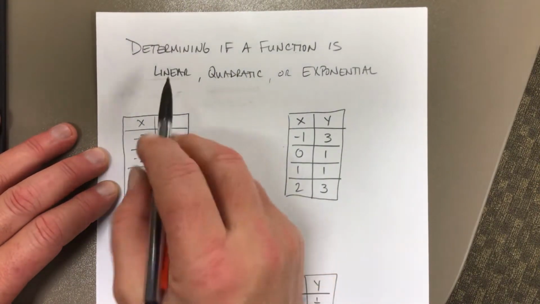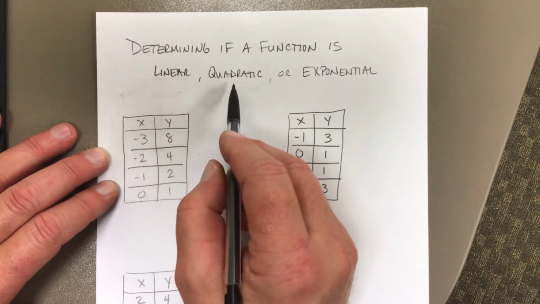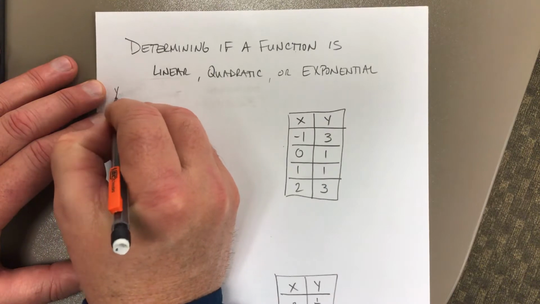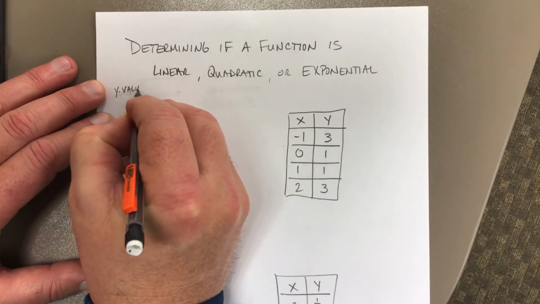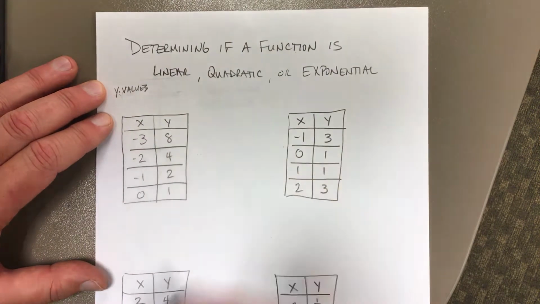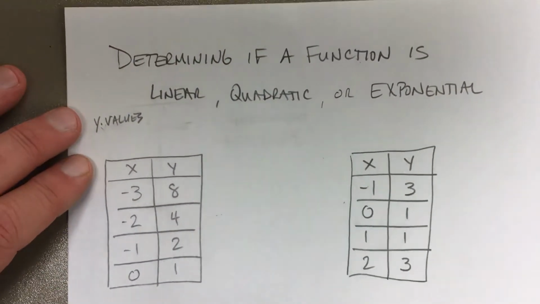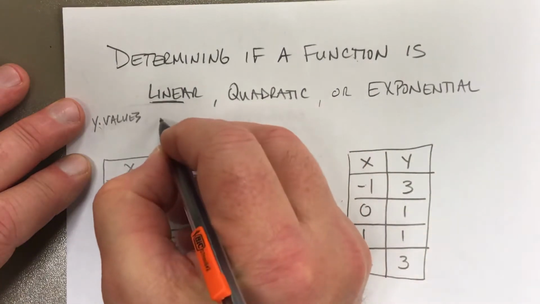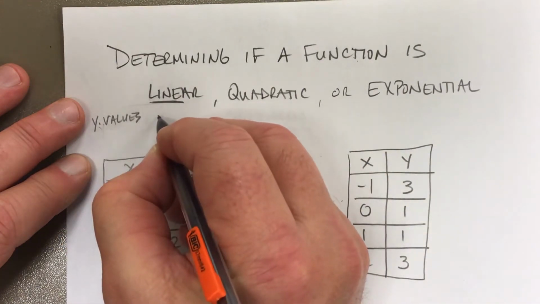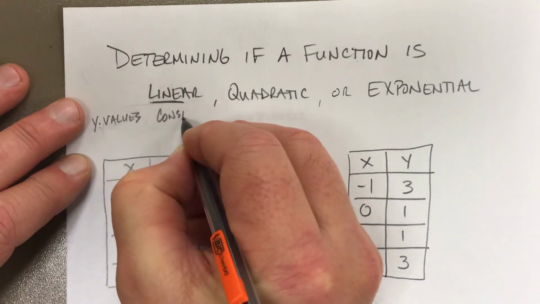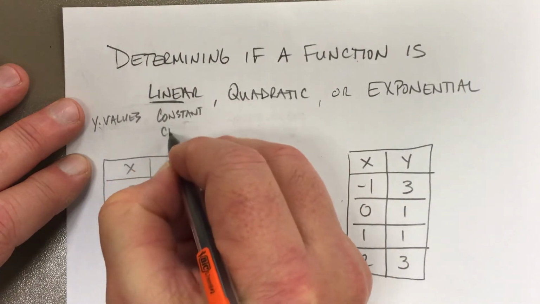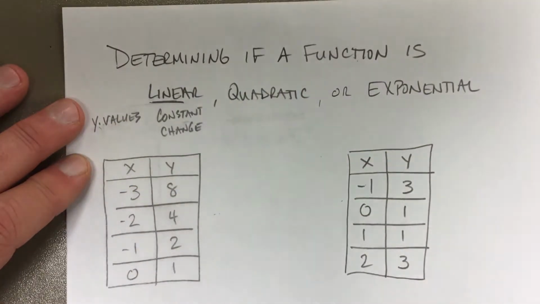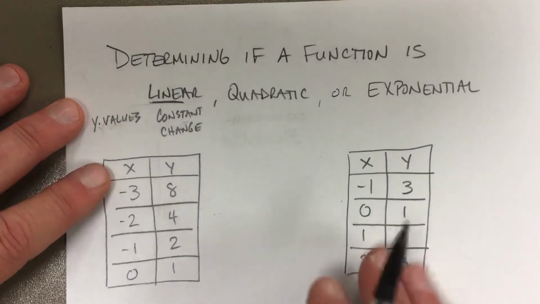In this video we're going to learn how to determine if a function is linear, quadratic, or exponential. The biggest thing we have to keep our eye on is the y values. In a linear function, which makes up a line, the y values are consistent. It's a constant rate of change, so up 2 every time or down 6 every time or something like that.